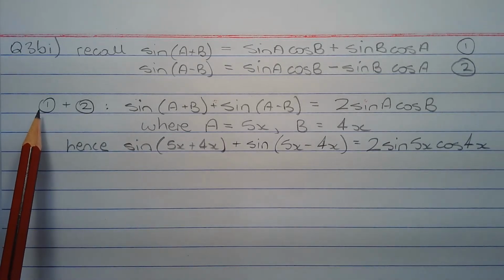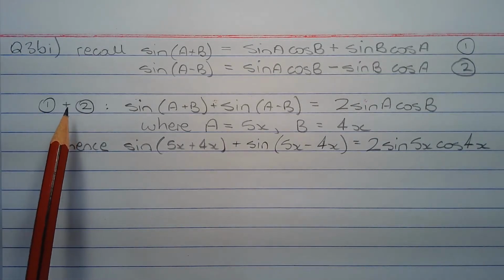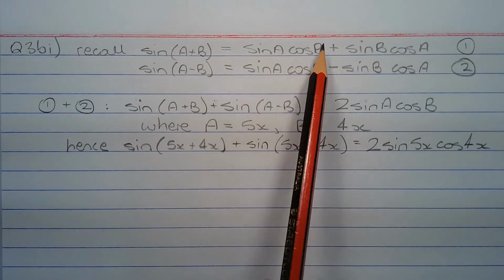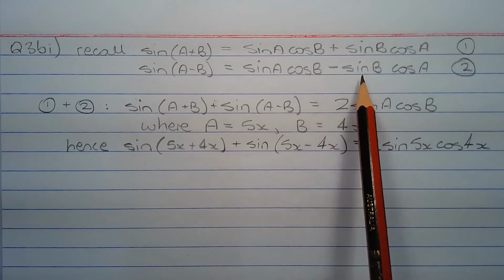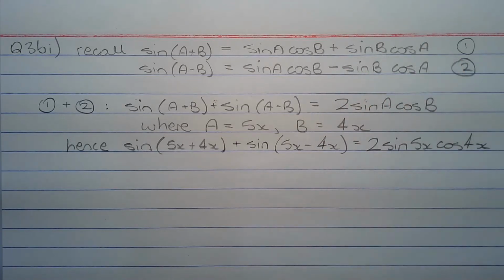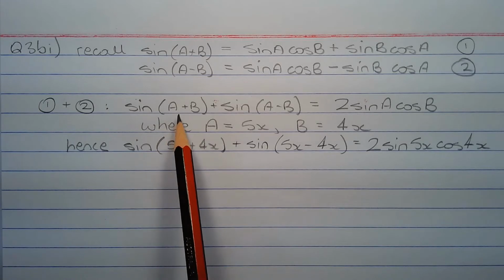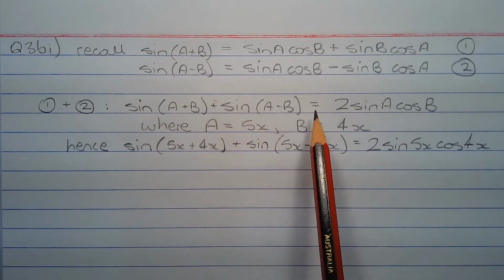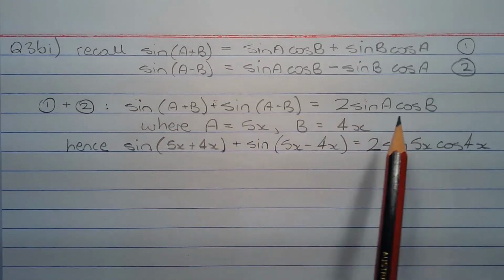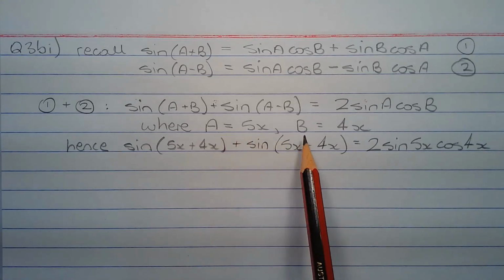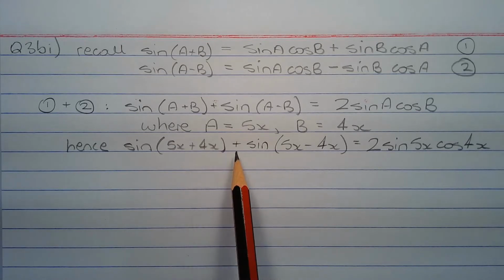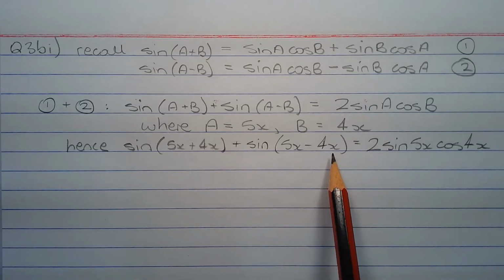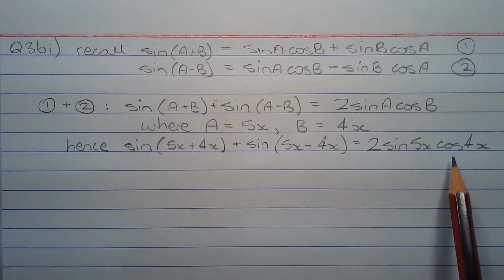So taking equation number 1 and adding to it equation number 2, we'll find that we've got 2 of these sin A cos B terms, but sin B cos A will cancel with negative sin B cos A. That will equal 0 when you add those two together. Hence, sin(A + B) + sin(A - B) is equal to 2 sin A cos B, where A is equal to 5x and B is equal to 4x. Hence, sin(5x + 4x) + sin(5x - 4x) is equal to 2 sin 5x cos 4x, as required.